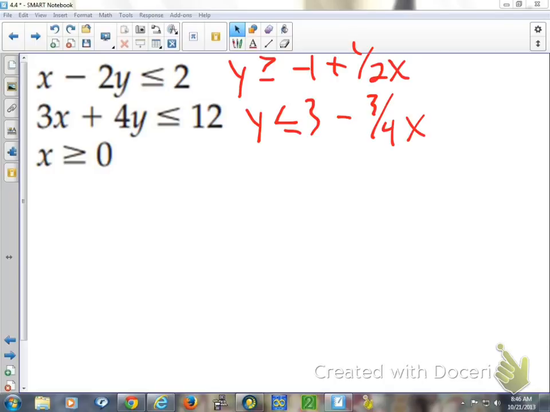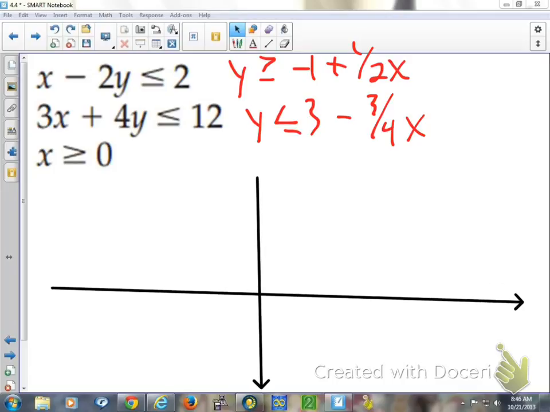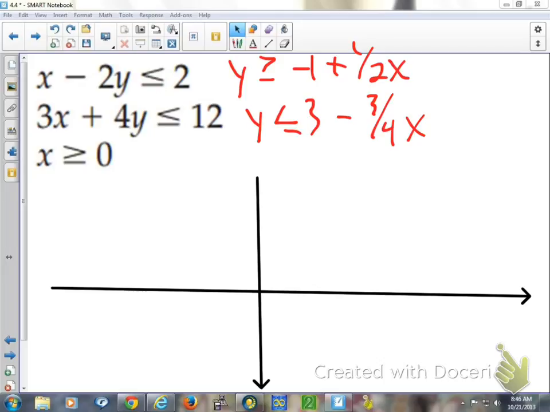Alright, now that we solved them for y, let's graph them, all three of them. Let's get some axes up in here. Better yet, why don't you try to graph them and shade them accordingly? Let's do it individually then. Let me get my color. Alright, first line, I will do in green.